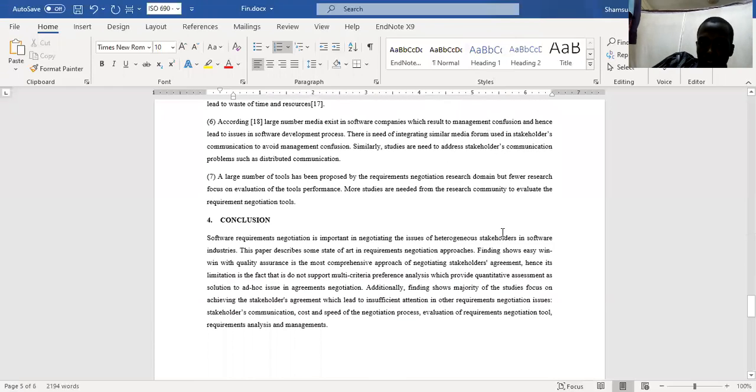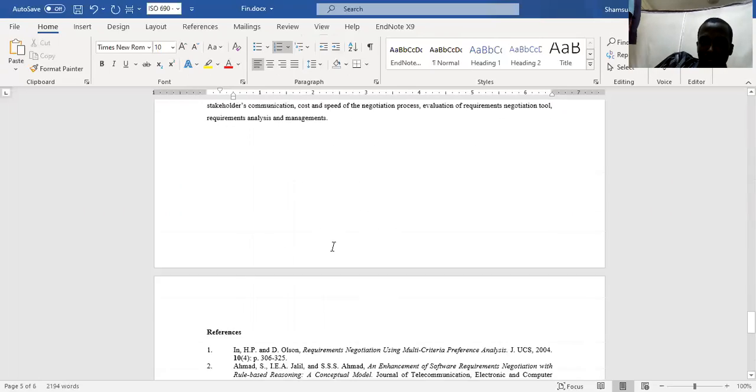So in conclusion, this study reviewed the existing requirement negotiation process models, performed comparative analysis of the existing process models, and identified strengths and weaknesses of the existing process models. Then we gave further research directions to novice and better researchers in the field of requirement engineering to conduct other studies to address the issues identified by these studies.